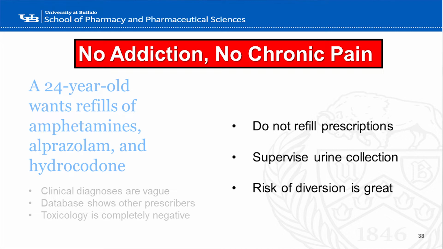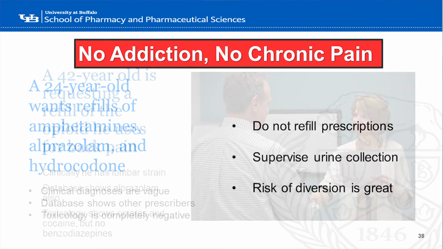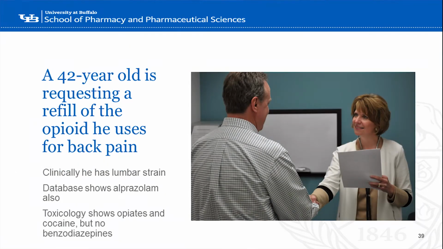Another possibility is she's submitting somebody else's urine. But there doesn't seem to be any evidence of chronic pain here. So do not fill the prescription. Consider collecting the urine under supervised conditions and recognize that the risk of diversion in this individual patient is pretty great. A 42-year-old is requesting a refill of the opioids that he uses for back pain.